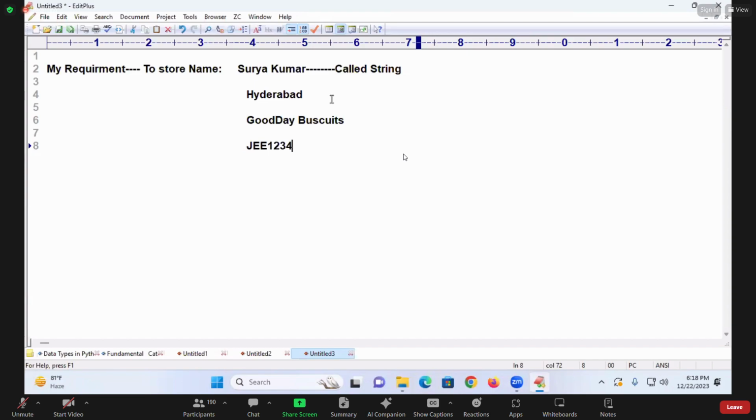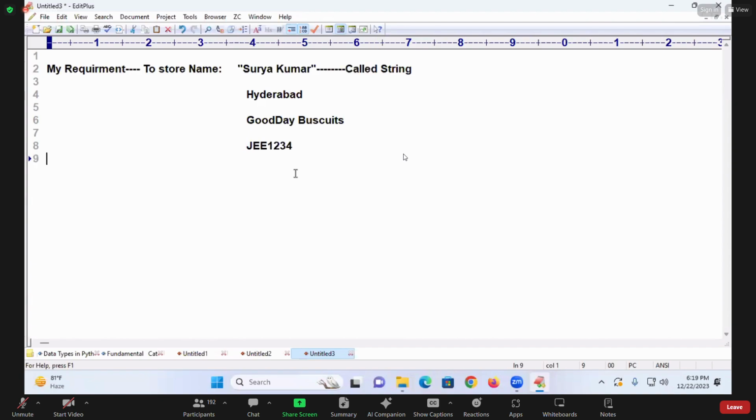So, what is the definition of string? A string is a collection of characters enclosed within what? Double quotes. A collection of characters enclosed within double quotes is called a string. Later, I will change a lot of things in that. First, this is the basic definition I am giving.